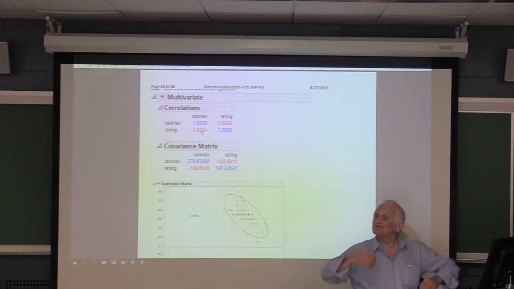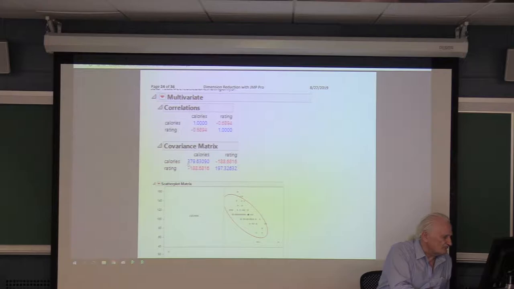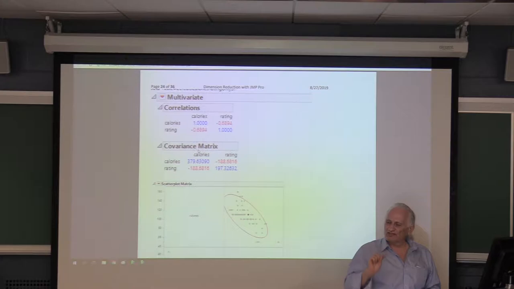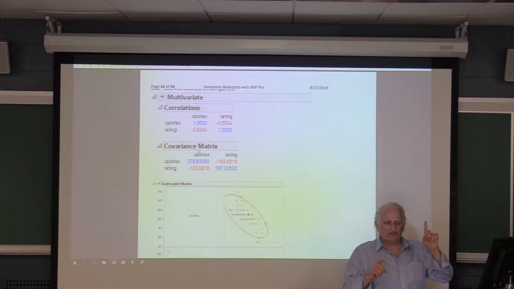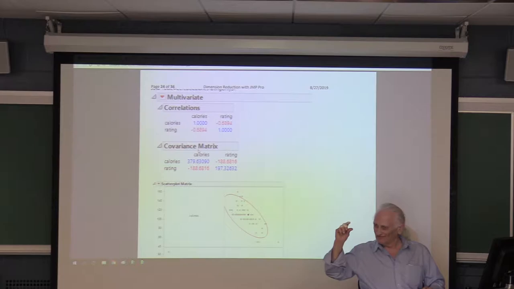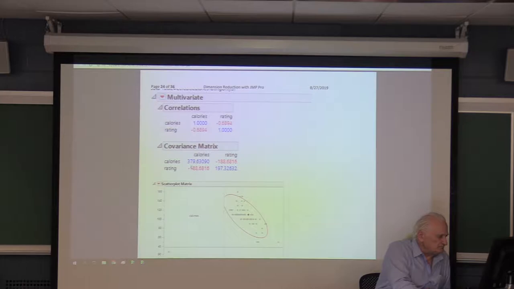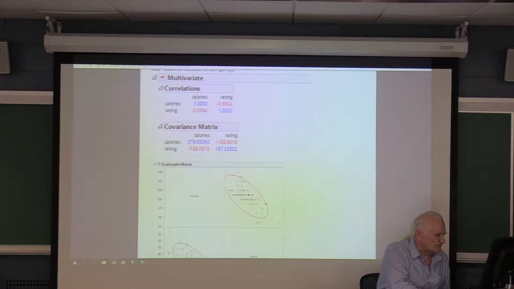Now, another thing, the sign of the covariance and the sign of the correlation are the same. If covariance is positive, correlation will be positive. If covariance is negative, correlation will be negative, right? After all, one is the normalized version of the other, so the signs should be the same. This is the covariance matrix. What is the meaning of figure 79? This is the covariance between calories and calories. The covariance of calories with calories is called what? The variance.